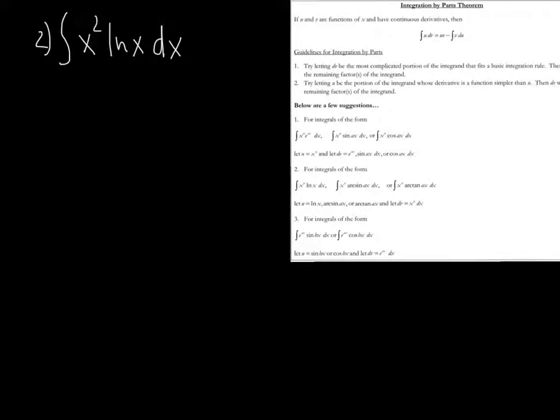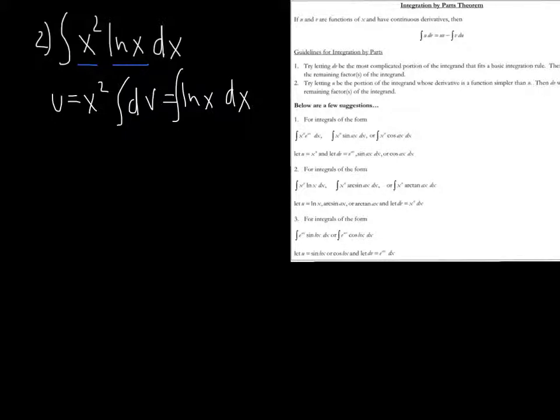Alright, in this example we have x squared times ln of x. Your first instinct may be to let u equal x squared because you're saying, hey, that's pretty easy to take the derivative of. And maybe I'll let v equal natural log of x, dv, natural log of x dx. But the problem arises when you try to take the integral of dv to get v, and we are really not sure what the integral of ln of x is.